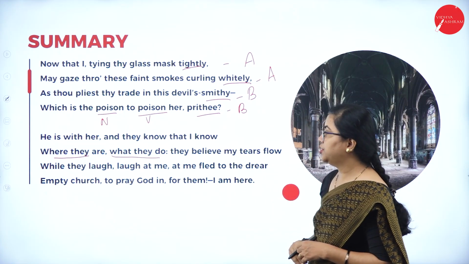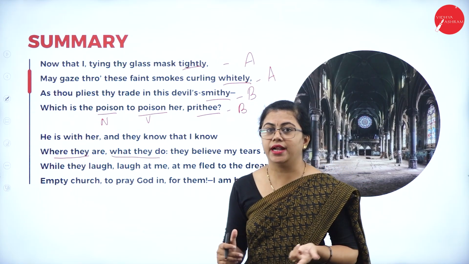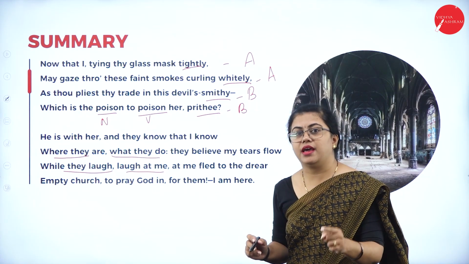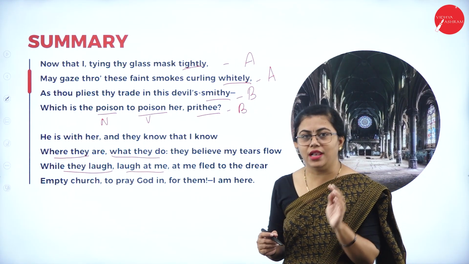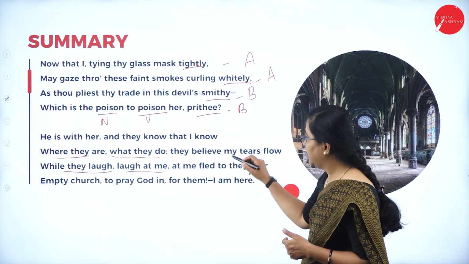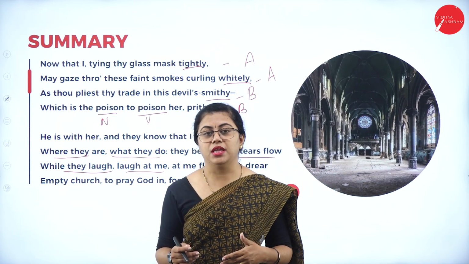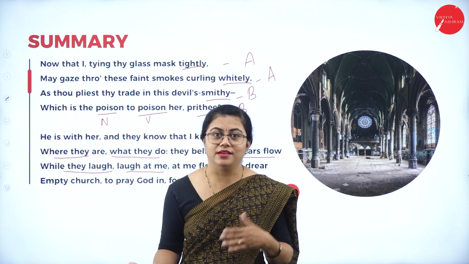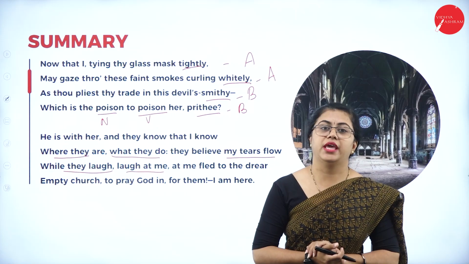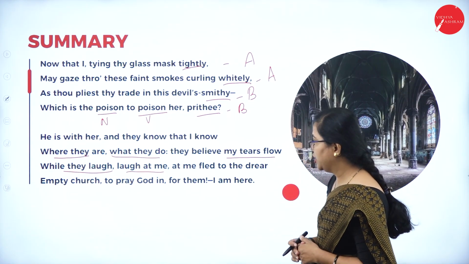They believe my tears flow while they laugh. So she assumes that when they are happy, they are laughing at me. Whenever they are laughing, the only reason for them to laugh and make fun of is me. So when they do that, they believe that my tears flow, meaning when they are looking at me, making fun of me and laughing at me, they feel that I'm crying. That means I am a subject for their fun, a subject for them to laugh at. So that is what she is trying to tell.